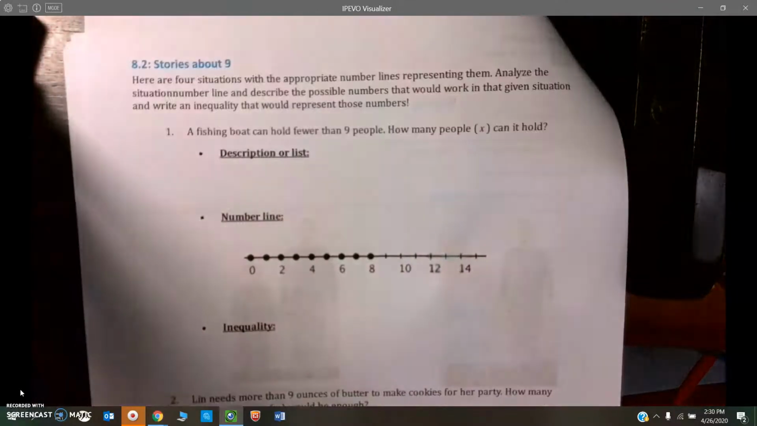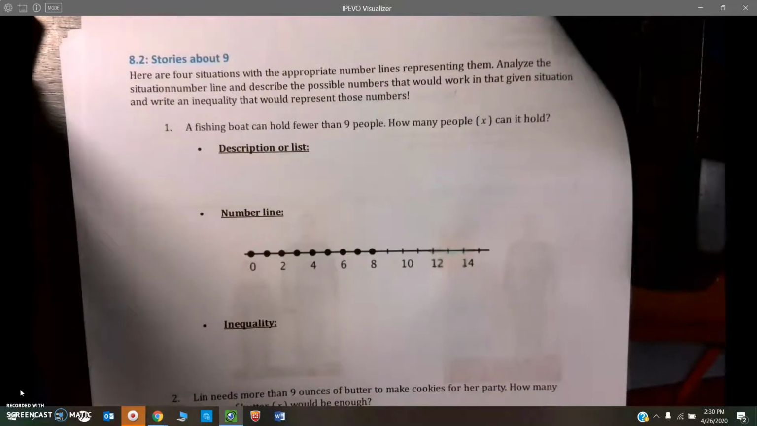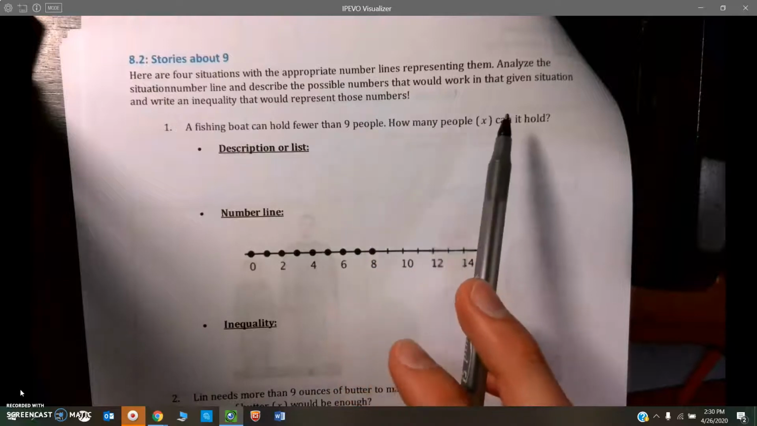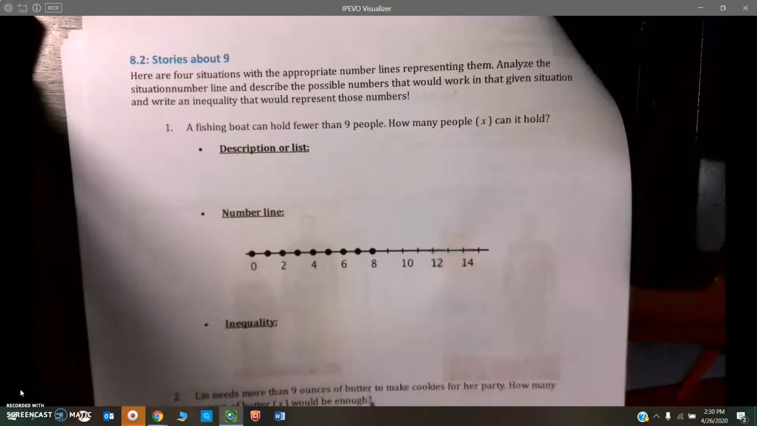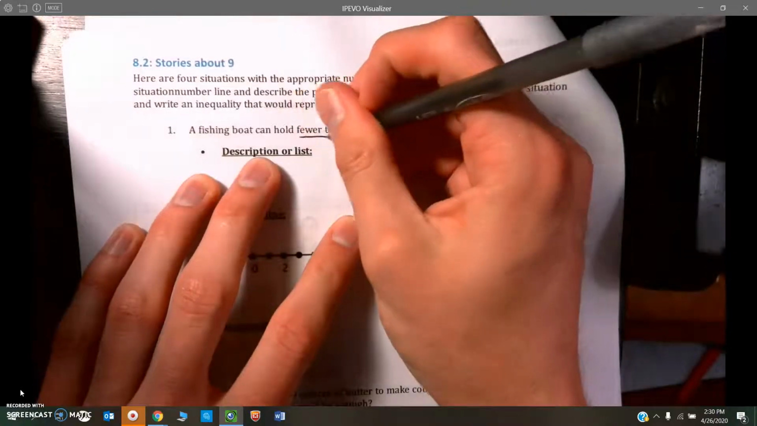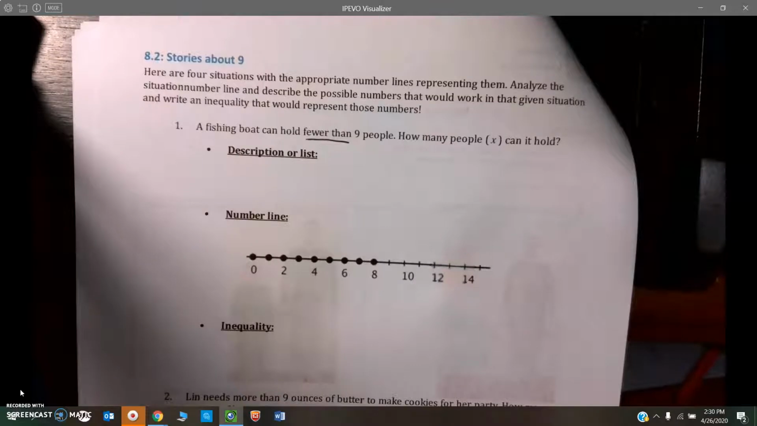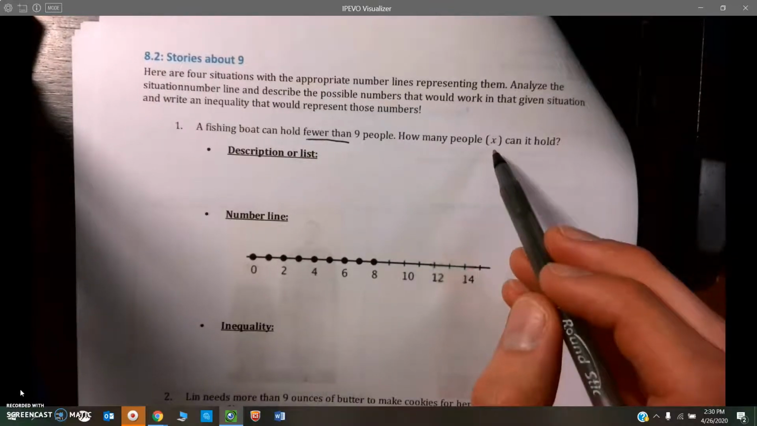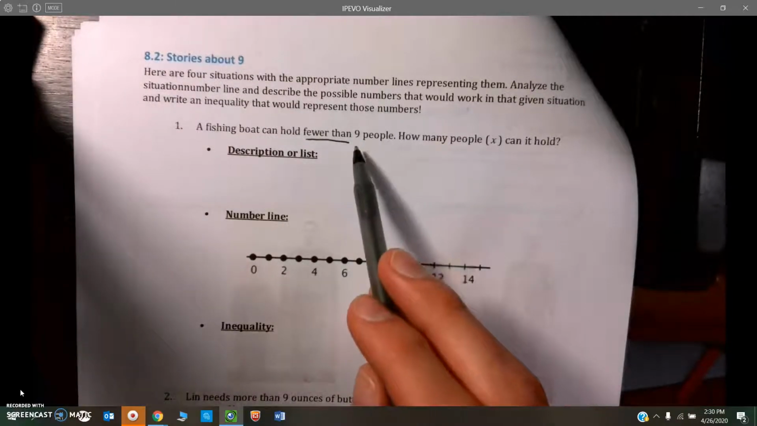So, next activity, stories about 9. Here are 4 situations with the appropriate number lines representing them. So the number lines for the situation have been included. Analyze the situation and number line and describe the possible numbers that would work in that given situation, and write an inequality that would represent those numbers. So a fishing boat can hold fewer than 9 people. How many people can it hold? And so we're going to use the capacity for the boat as x. So a description or a list. So fewer than 9 people.